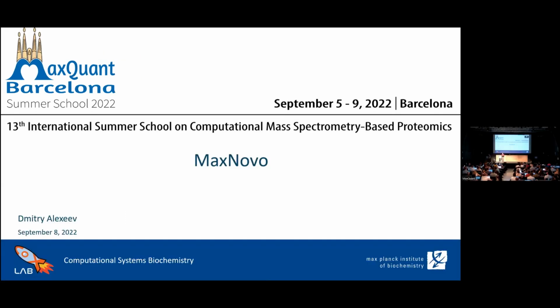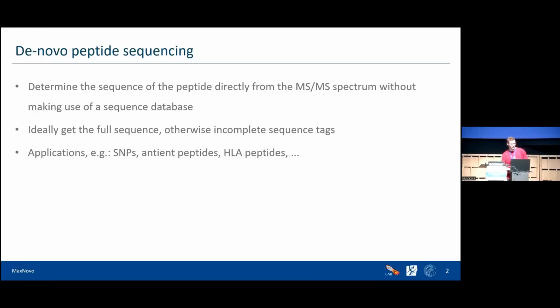Hello everyone. Today's presentation will be on the MaxNovo algorithm. To start with, I would like to briefly explain what a de novo algorithm is. In general, the goal of all de novo algorithms is to determine the sequence of a peptide directly from a mass spectrum, without using a sequence database and without using a library.